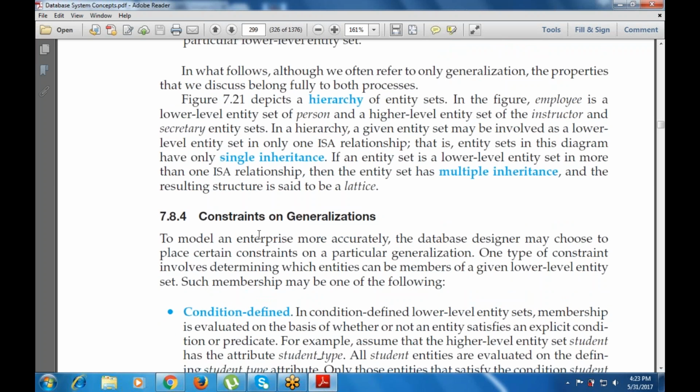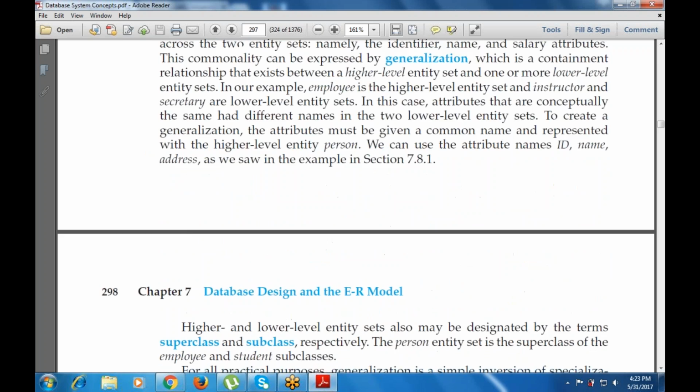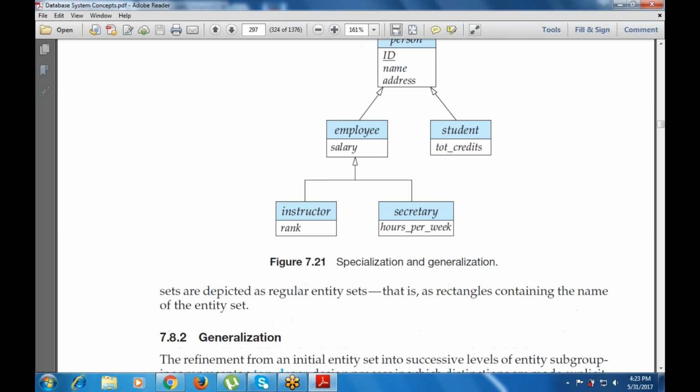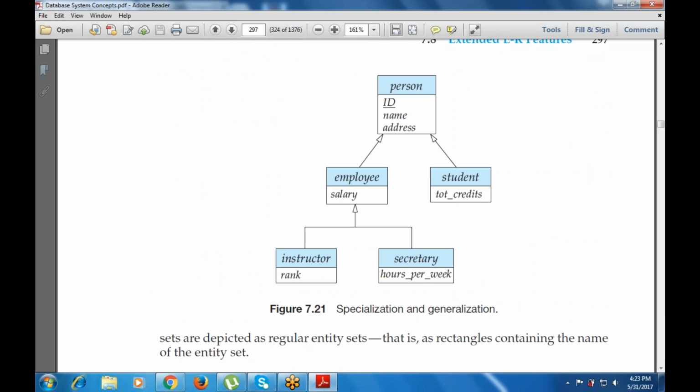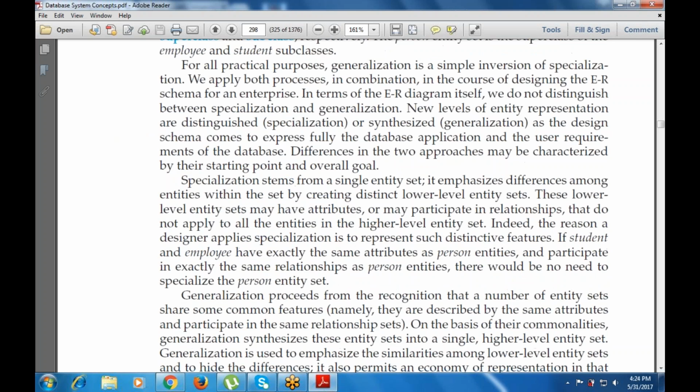Now, figure 7.21 depicts a relationship between person, student, employee, instructor, and secretary. So there is specialization and generalization here. Person contains three attributes: ID, name, and address. Then employee has the attribute salary, and student has total credits. Employee has two parts: one is instructor, one is secretary. Instructor has one attribute, the rank. Secretary has one attribute, the hours per week.